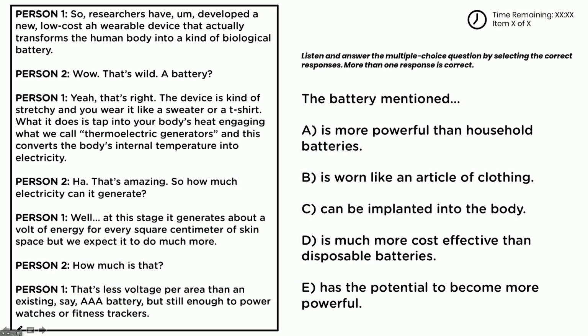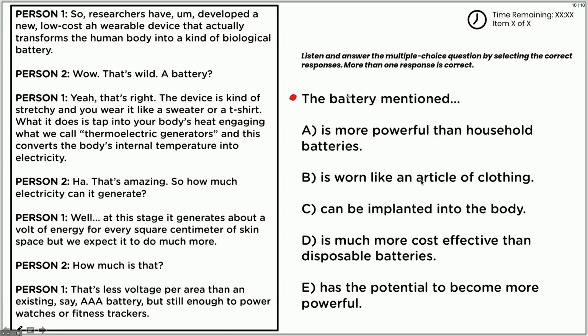Okay, by now you should get it. Let's go through the answers together. So first of all, the battery mentioned, and then it has these statements. The statements are either going to say the same thing as the transcript, or they're going to contradict the transcript, in which case they're wrong, or they just won't be mentioned, in which case they'll be wrong as well. So the battery mentioned is more powerful than household batteries. Well, down here right at the bottom it says that's less voltage per area than an existing, say, AAA battery, but still enough power to power watches or fitness trackers. Power household batteries? That is incorrect. It's contradictory.